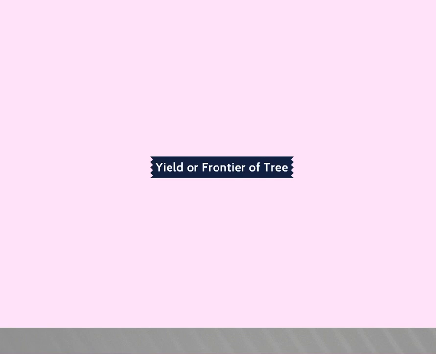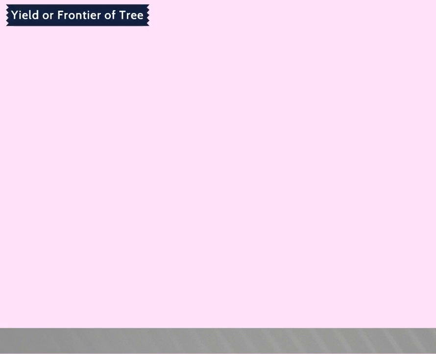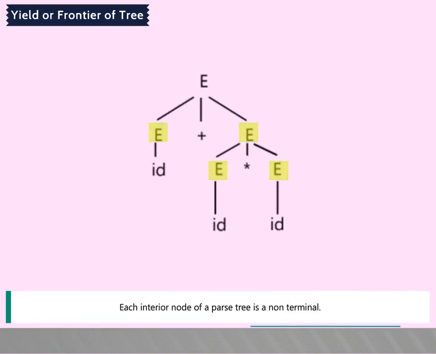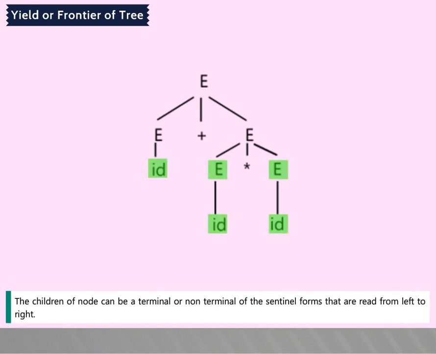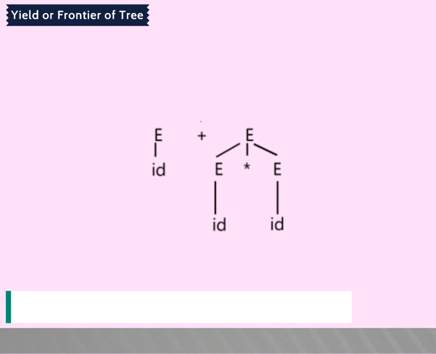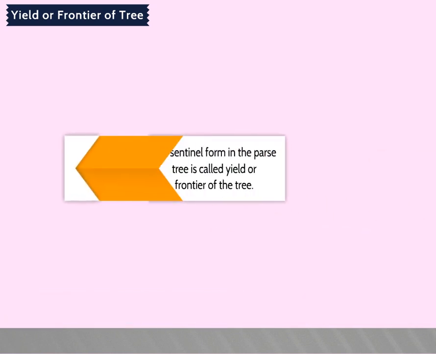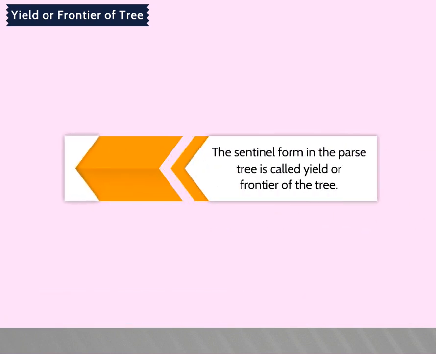Yield or frontier of tree. Each interior node of a parse tree is a non-terminal. The children of a node can be a terminal or non-terminal of the sentential forms that are read from left to right. The sentential form in the parse tree is called the yield or frontier of the tree.